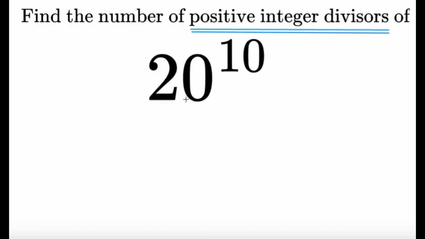Alright, so 20 raised to 10. To get the positive integer divisors, we're going to prime factorize this number. So 20, as we all know, is 2 squared times 5. So 2 squared times 5, and then this entire thing, we're going to raise it to 10. So by the laws of exponents, this would be equal to 2 raised to 20 times 5 raised to 10.